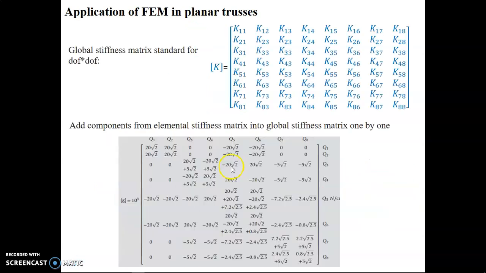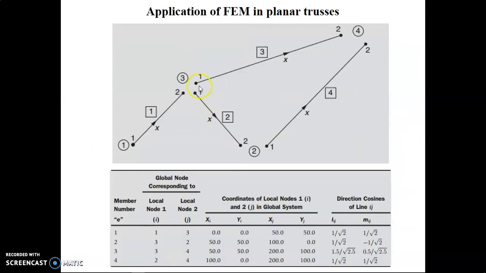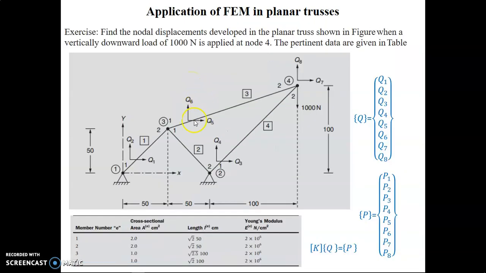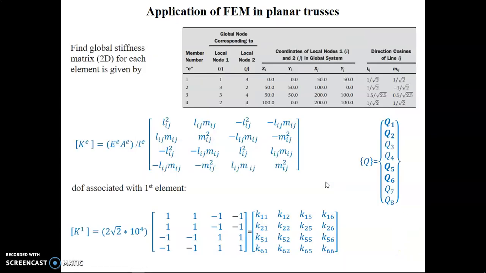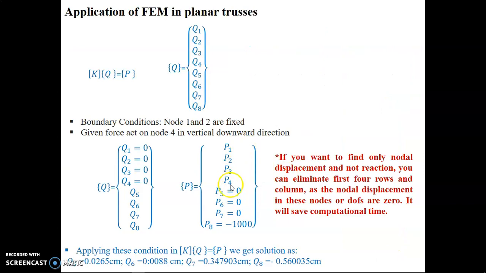There is no external force on the third node along the x and y direction, so we will be having P5 and P6 equal to 0. Also P7 will represent the external force on the fourth node along the x direction. It is also not present in the system, so we will be substituting P5, P6, P7 values as 0. So this will be the final shape of this load vector.